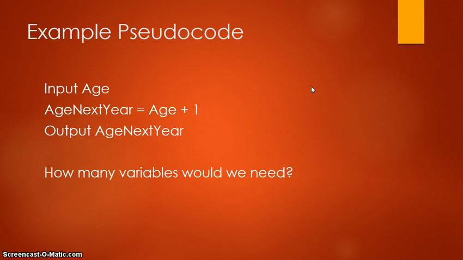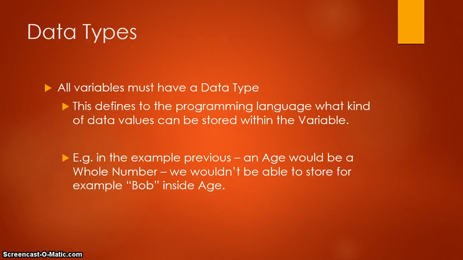If you said 2, then you are correct. 1 for age and 1 for age next year. So that's what a variable is, and that's what it does. And there's some examples of some code, pseudocode, with the variables in them.